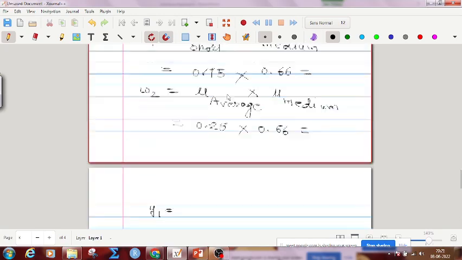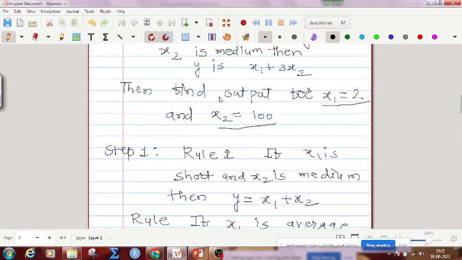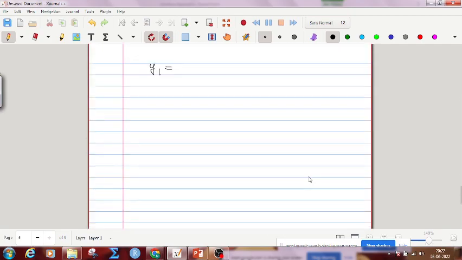For y1 and y2, see the value for y1. Consider the rule, this is the rule which we are going for the evaluation. Y is equal to x1 plus x2. I have changed x1, it is 3.5, and x2 is equal to 100. So what is the value of y? y1 is equal to 3.5 plus 100, which is equal to 103.5. Okay, this is the value for y1.